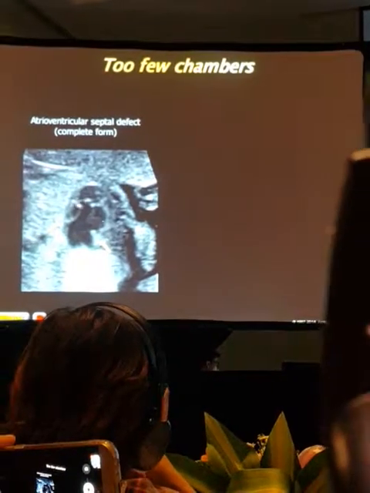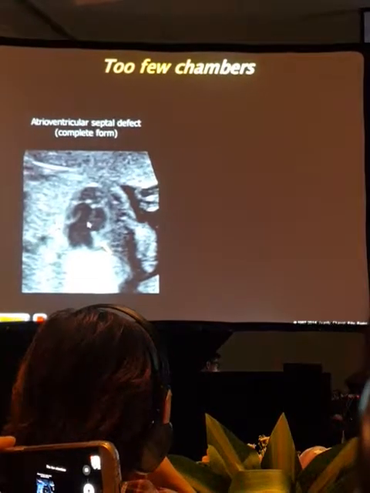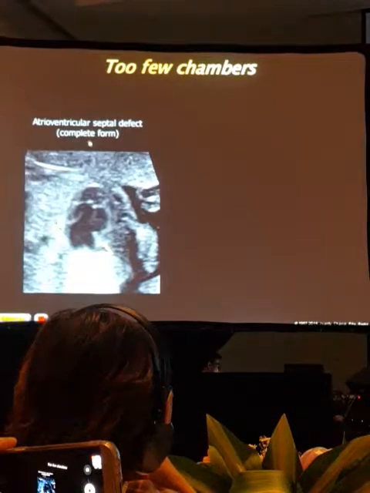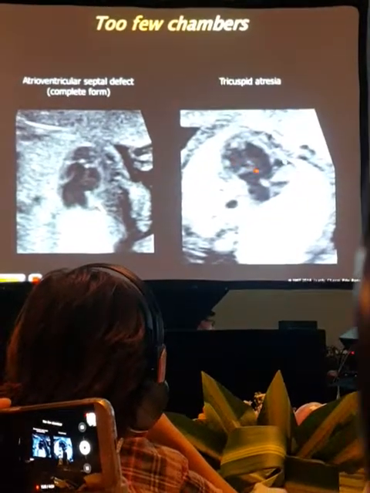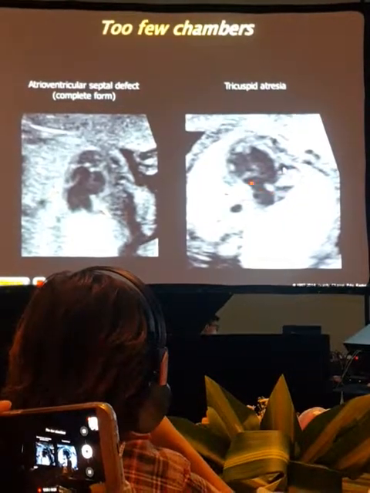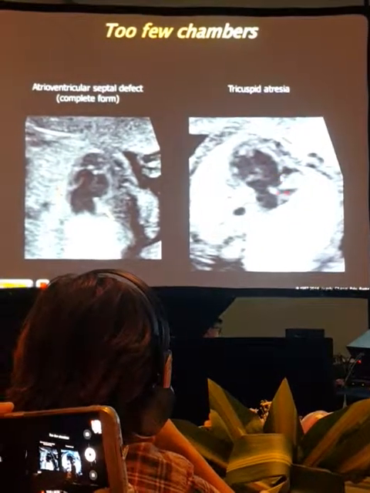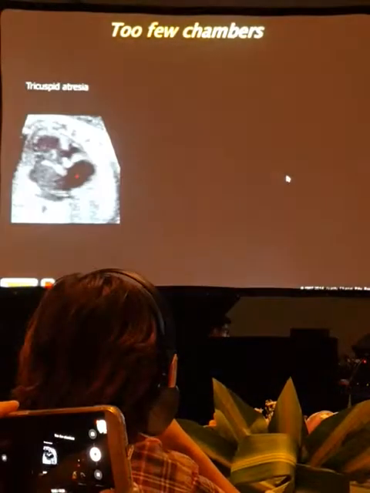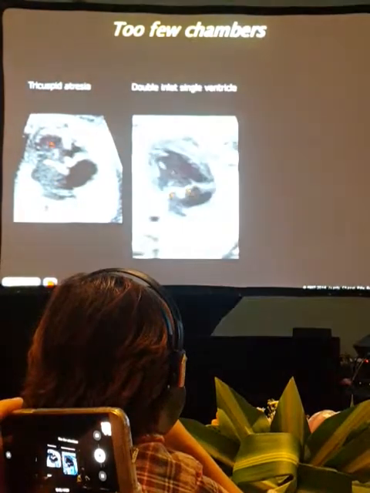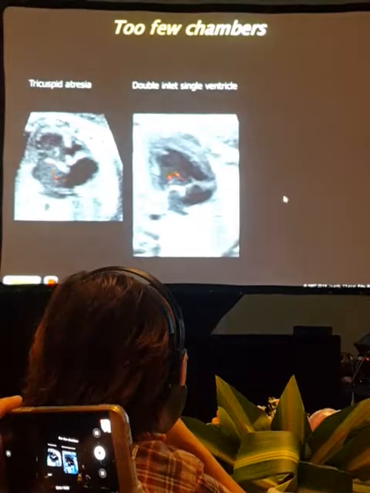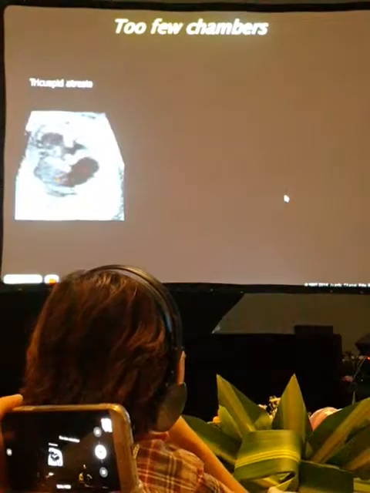So here we have another few chambers. We have just one single chamber in the complete form of atrial septal defect. Here we have another tricuspid atresia with a hypoplastic right ventricle and a ventricular septal defect. Here we have a tricuspid atresia with ventricular septal defect, a double inlet single ventricle, and sorry for that.